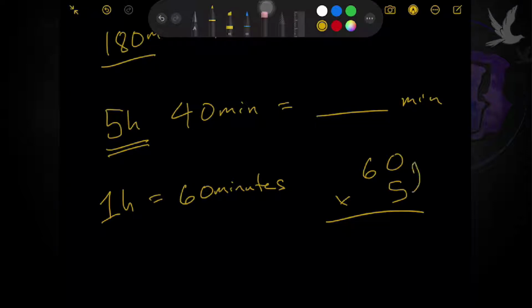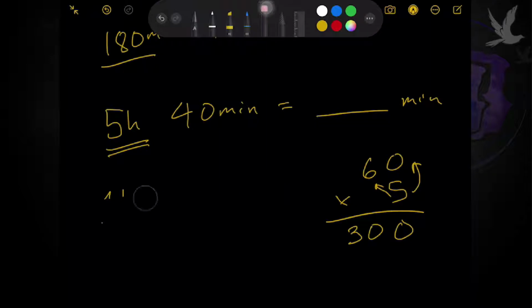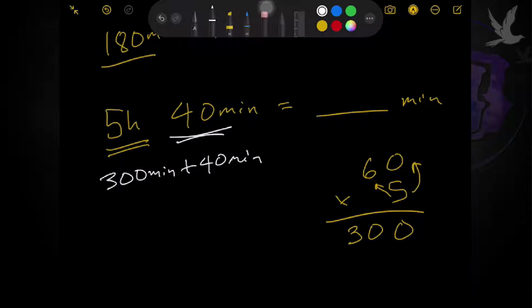So that's 5 times 0 is 0, 5 times 6 is 30. So which means 5 hours is equivalent to, erase ko lang muna to, 5 hours is equivalent to 300 minutes. And of course, we have this 40 here, so we have to add it up as well. And this will now give you an equivalent of 340 minutes. Okay?